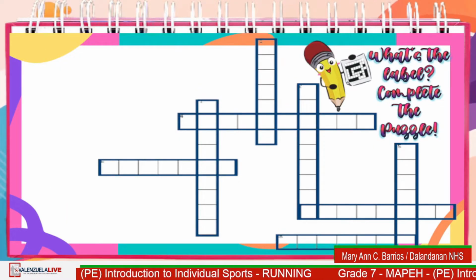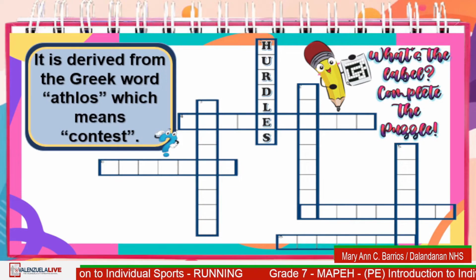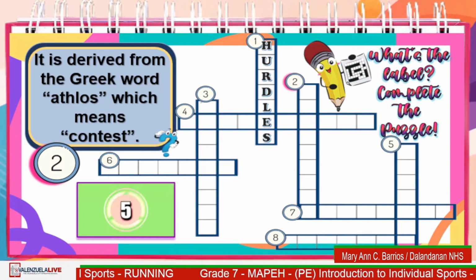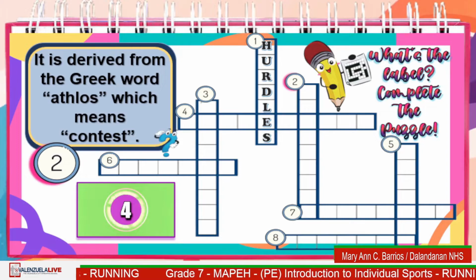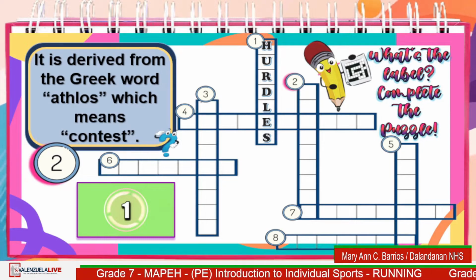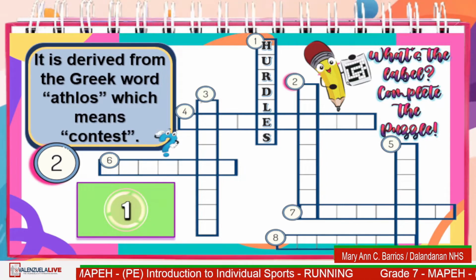Number 2. It is derived from the Greek word atlos, which means contest. Timer starts now. Time is up. The answer is athletics.